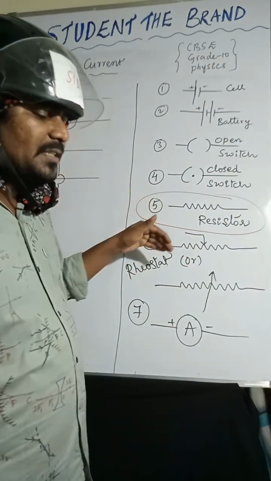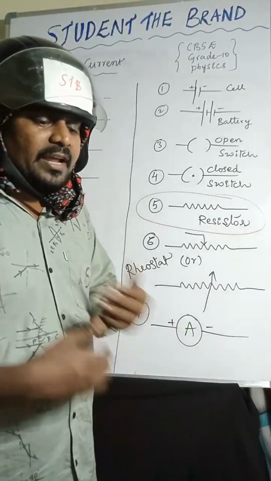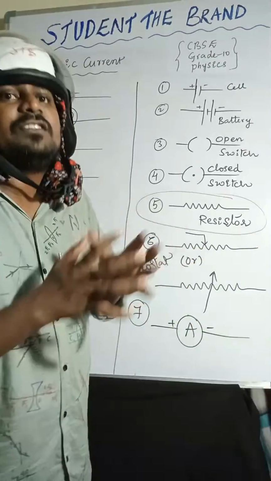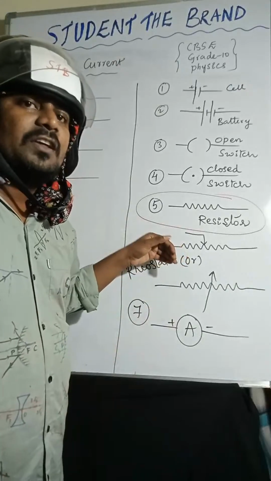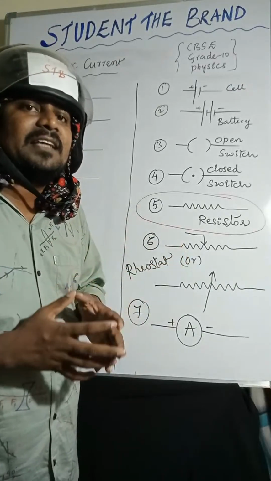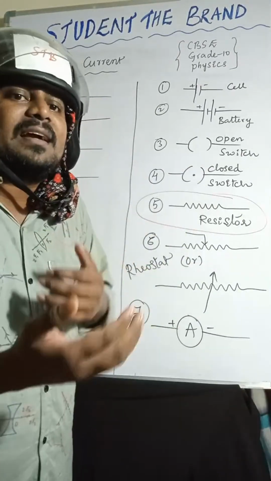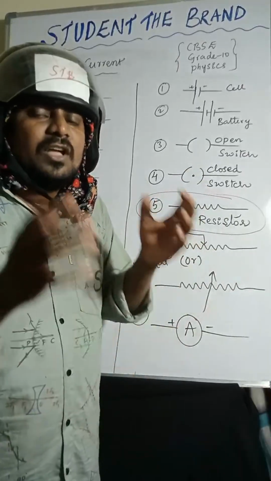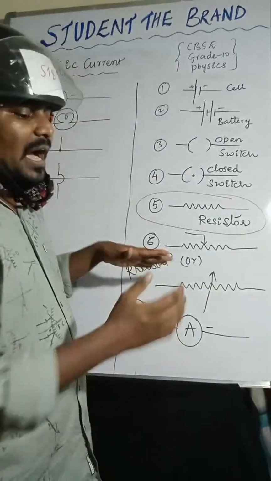A rheostat is a device which is used to regulate the current without changing the voltage source.